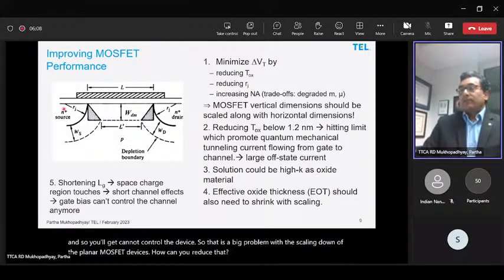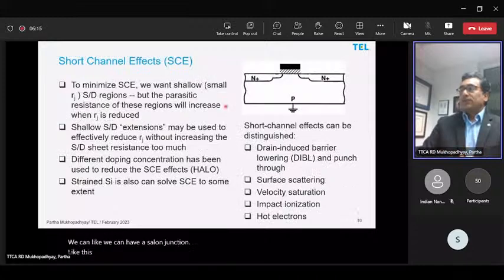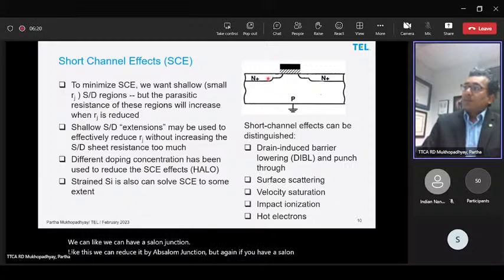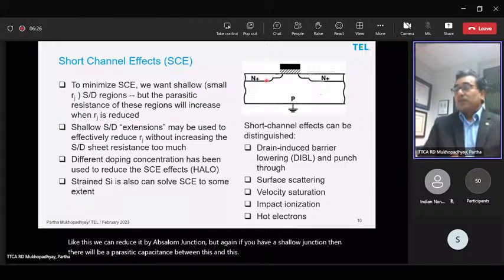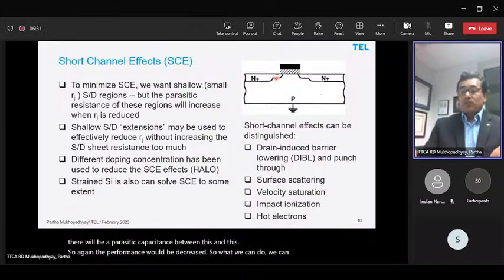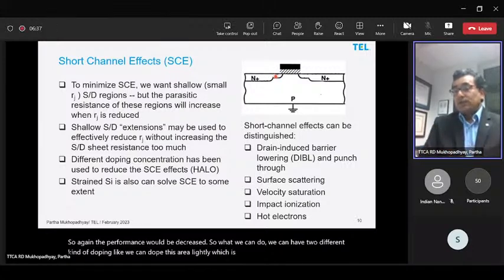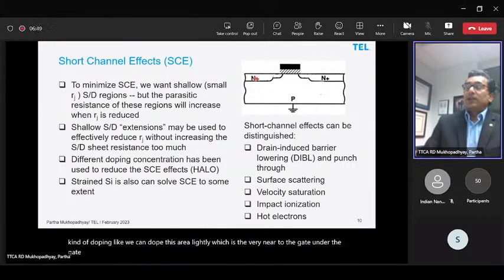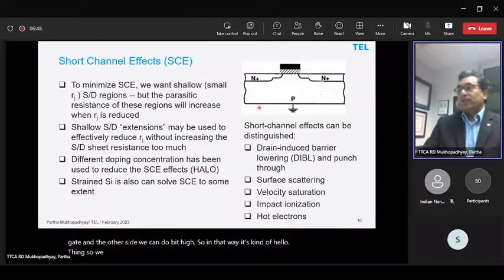We can have a shallow junction like this. We can reduce it by a shallow junction. But again, if we have a shallow junction, then there will be a parasitic capacitance between this and this. So again, the performance would decrease. So what we can do is have two different kinds of doping. We can dope this area lightly, which is very near to the gate, under the gate, and the other side we can dope highly. So in that way, it's kind of a halo structure. So we can reduce the short channel effect.